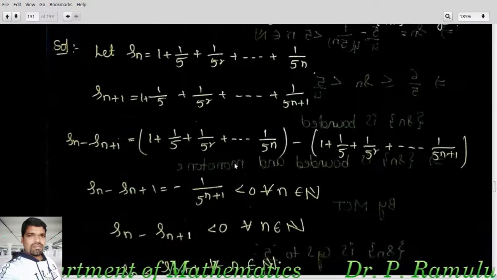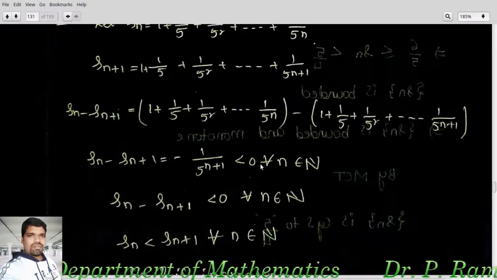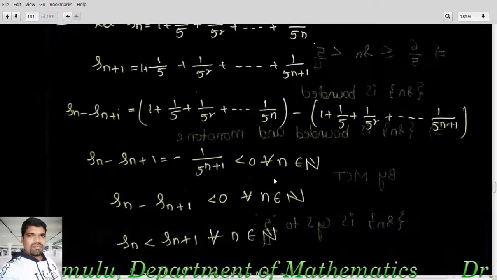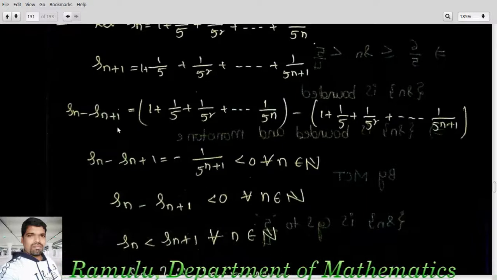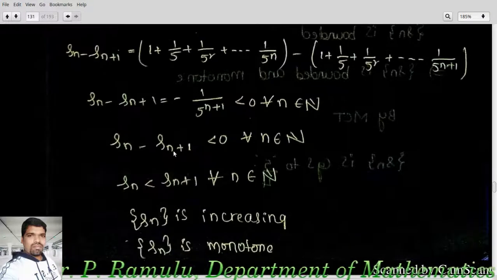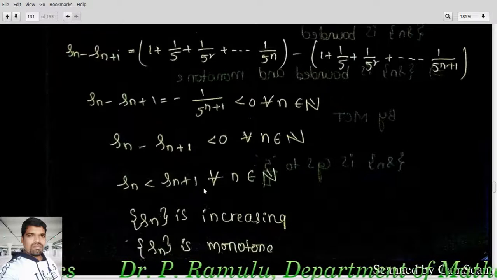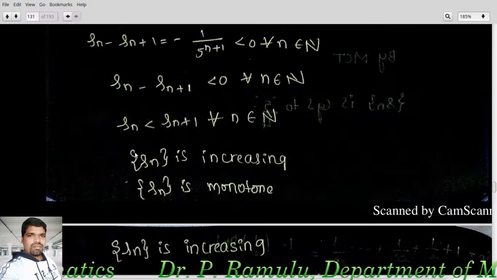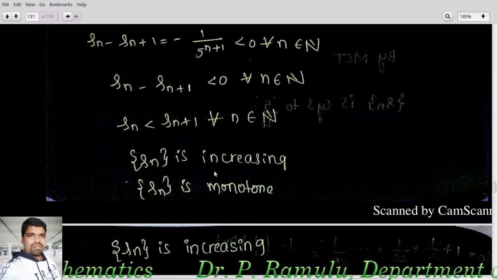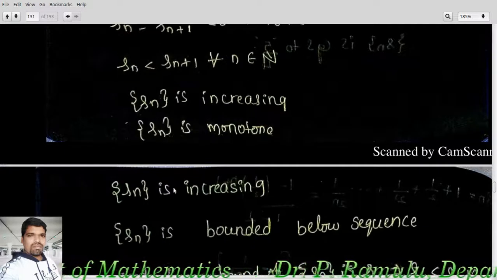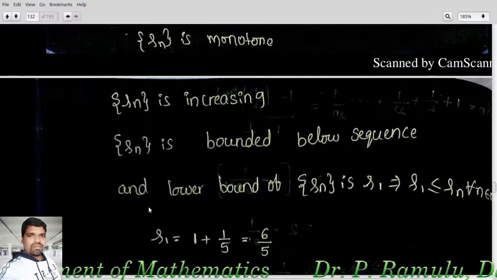Here we get minus 1 by 5 power n plus 1, which is less than 0. It's a negative term, right? For all n belongs to N, which implies Sn minus Sn plus 1 is less than 0, which implies Sn is less than Sn plus 1 for all n belongs to N. So Sn is increasing, and if Sn is increasing, you can say Sn is monotone. Since Sn is increasing, Sn is bounded below, and the lower bound of Sn is S1.